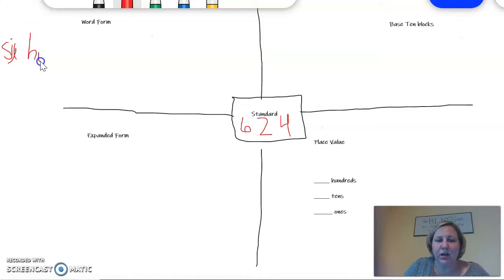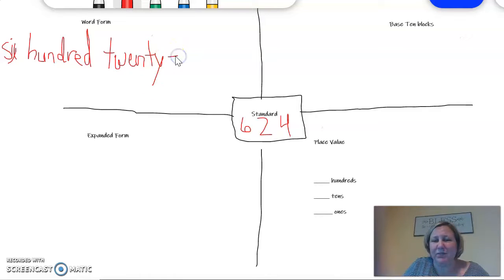100, and I'm trying to use my best handwriting. It's hard to write with a mouse. 20, and I gotta write that hyphen because I'm separating my tens and my ones. And I use the hyphen after my 20s, 30s, 40s, 50s, 60s, 70s, 80s, and 90s.